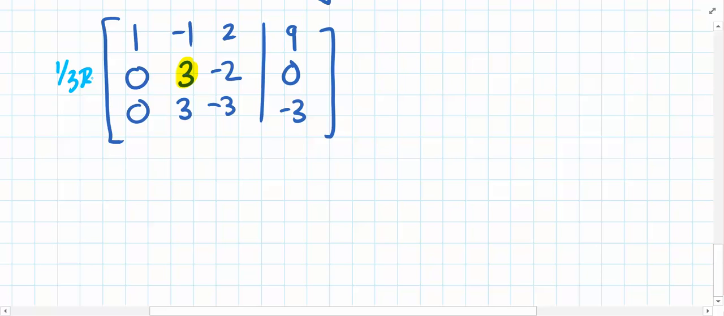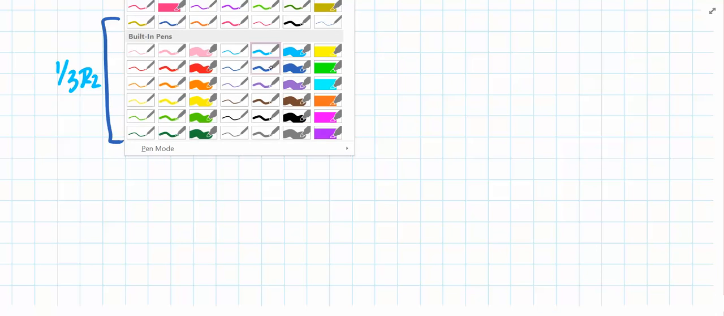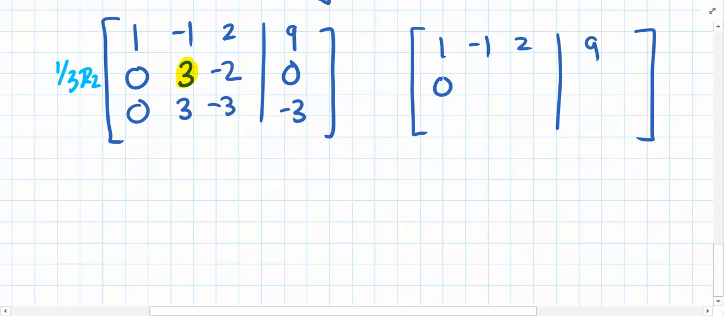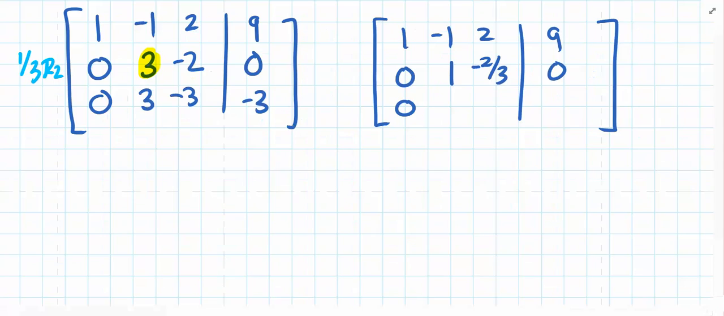Hey, hang in there. You guys are doing great. 1, negative 1, 2, and 9. This is going to be 0. This is going to be 1. This is going to be negative 2/3, and this is going to be a 0. Hold on. Keep going. We have 0. We have 3. We have negative 3. And we have negative 3. Okay. Hey, we know the answer is going to be nice. So there's light at the end of the tunnel. Okay. Look.